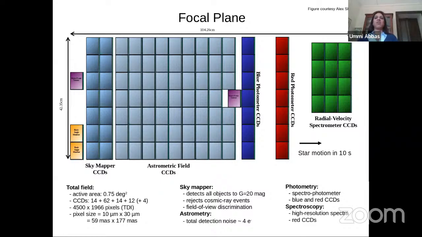So we have an active area of roughly 0.75 square degrees. At the beginning, we also have the sky mapper CCDs, and then the astrometric field is where we actually obtain all the astrometric observations. Then the photometry comes from the blue photometer and the red photometer, and then the radial velocity spectrometer gives the radial velocities. So I will be focusing principally on the astrometry that comes from the astrometric field, the 9 CCD columns that we see here.